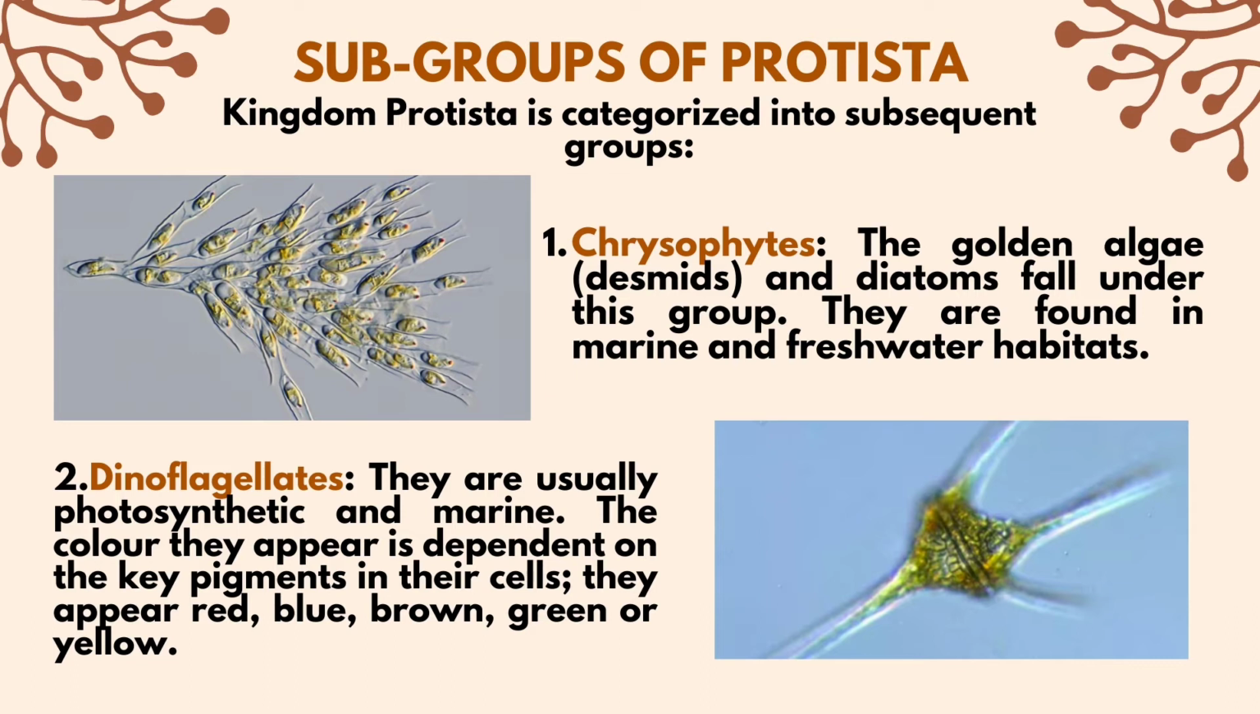Kingdom Protista is categorized into subsequent groups. The first one is the chrysophytes. The golden algae and diatoms fall under this group. They are found in marine and freshwater habitats. The second one is the dinoflagellates. They are usually photosynthetic and marine. The color they appear is dependent on the key pigments in their cells. They appear red, blue, brown, green, or yellow.